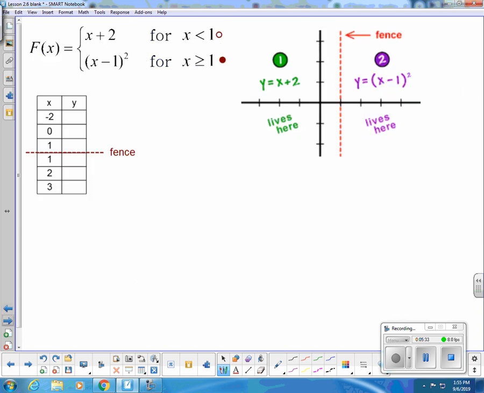All right. So I'm picking numbers less than 1. If I put -2 into that top function, I get 0. If I put 0, I get 2. If I put 1, I get 3. So I'm just going to graph the left side first using those points.